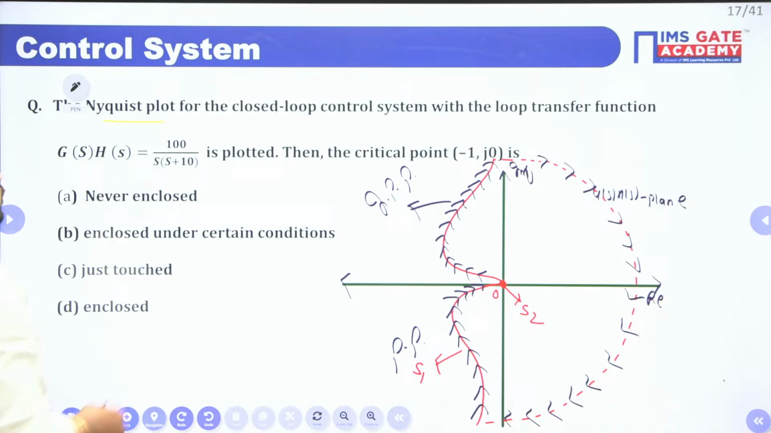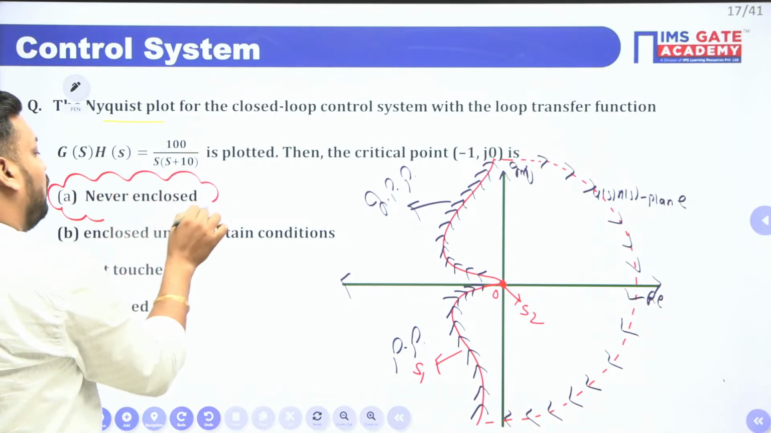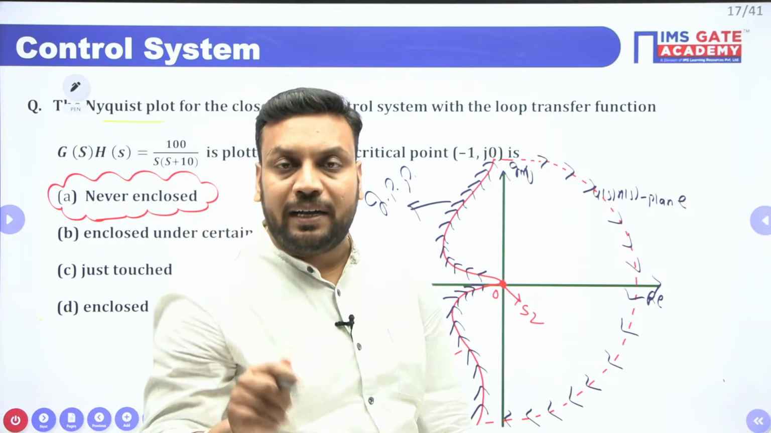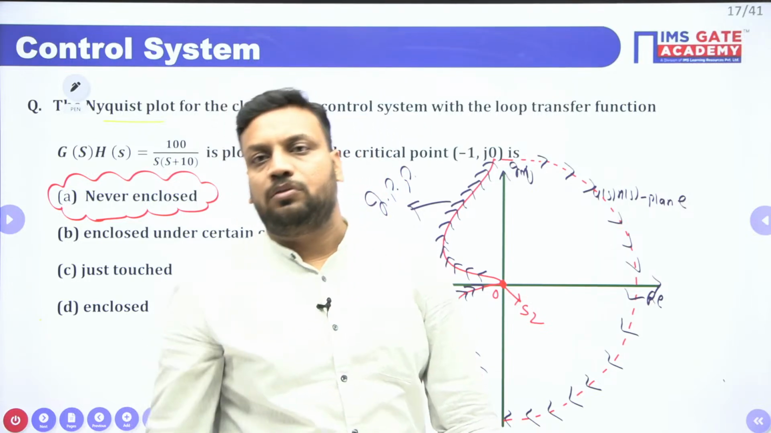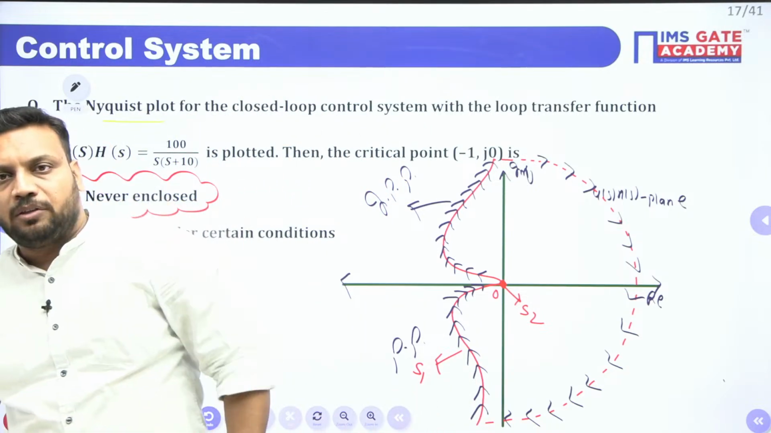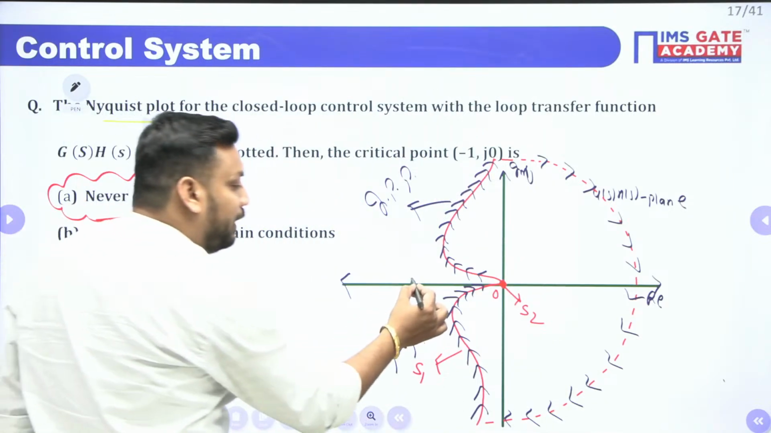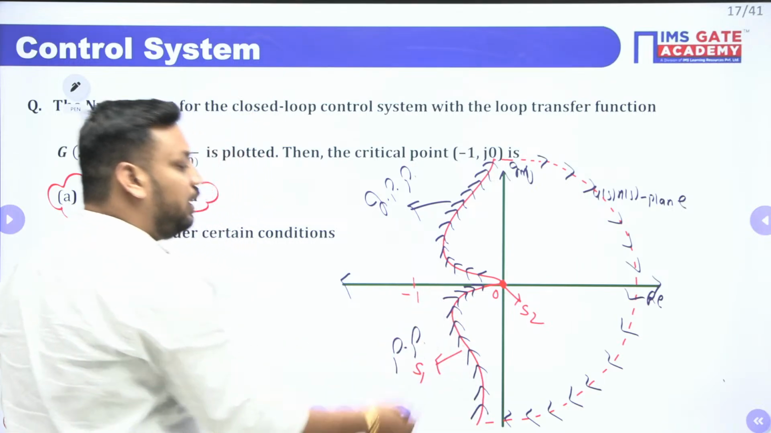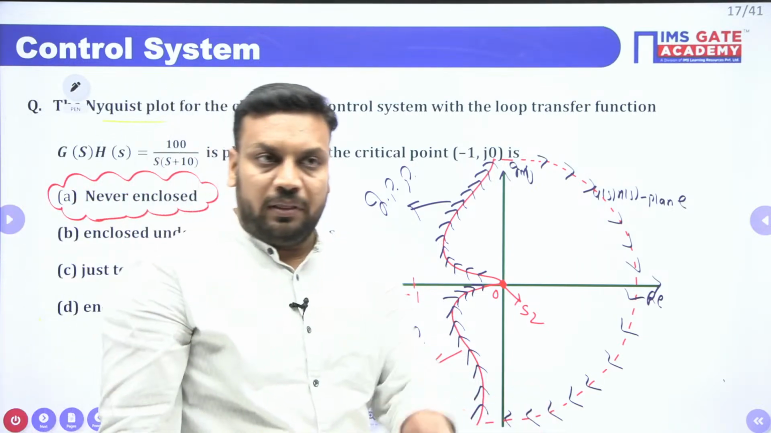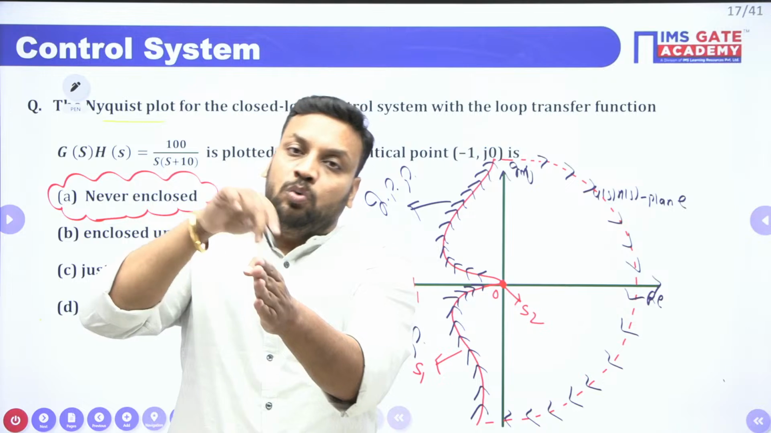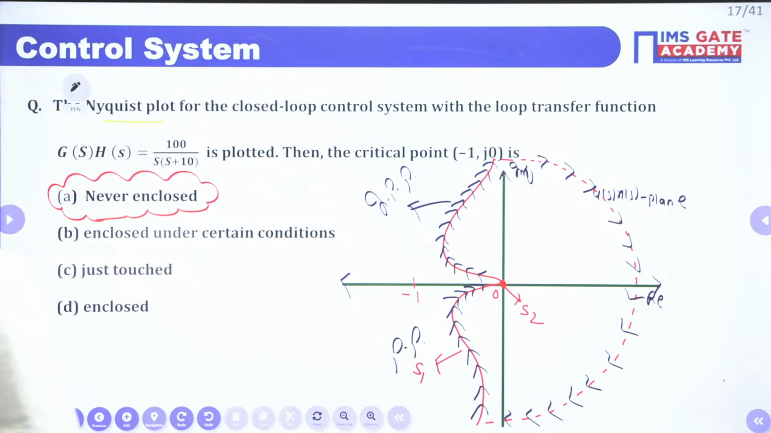Very good. So the correct answer is never enclosed. Do you know the meaning of enclosed? A point is said to be enclosed by the curve if it exists on the right hand side of the direction of the curve. Option A. It will never be enclosed because this critical point -1 is always on the left hand side. So the critical point is enclosed if and only if it exists on the right hand side of the direction of the curve. Yes or no? Yes. Shabash.